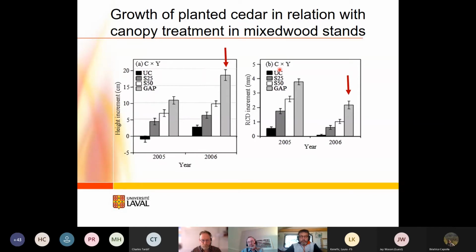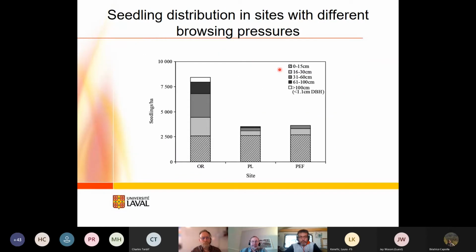Another interesting point to note here is we are discussing how we could increase the amount of cedar regeneration. Well, enrichment planting in gaps could be something quite favorable. We see here that the mean annual height growth was 15 centimeters, which is not too bad. But being able to provide the good conditions for growth may not be sufficient to recruit large seedlings or saplings.